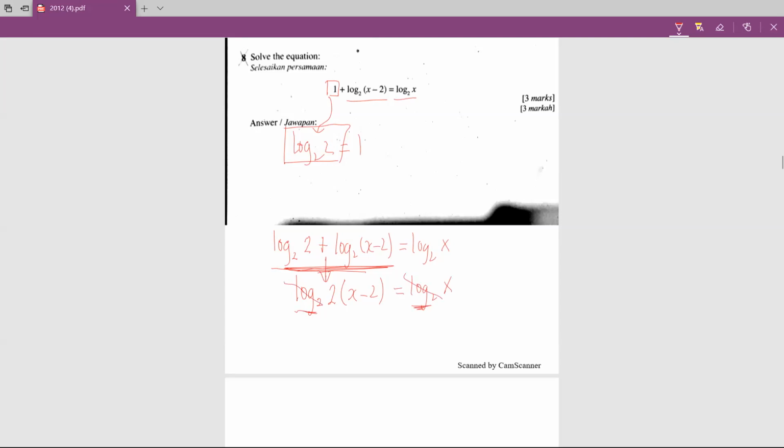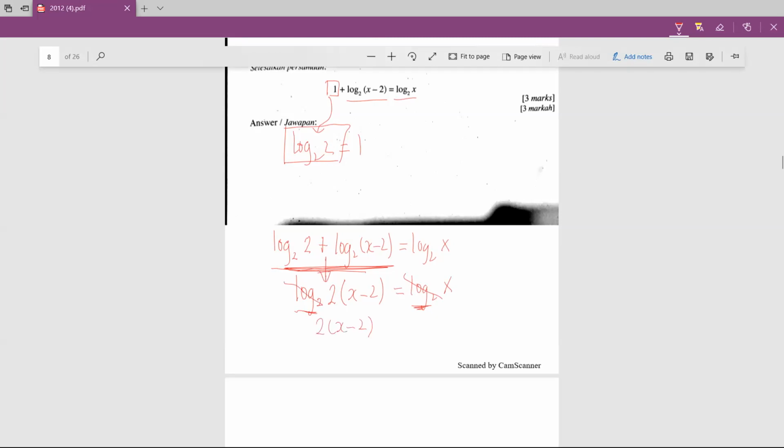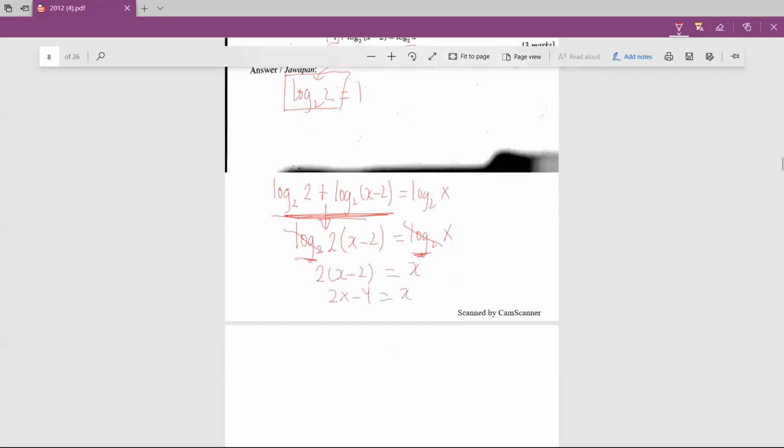Okay? And then you have 2x minus 2 equals to x. Right? So then you can have 2x minus 4 equals to x. Right? Boleh ikut. And then we have 2x equals to, sorry, we bring all the x together. So we have 2x minus x equals to 4. X equals to 4. Simple.